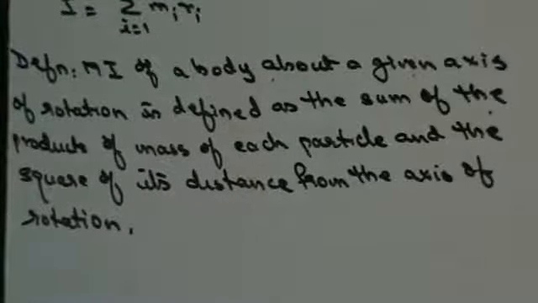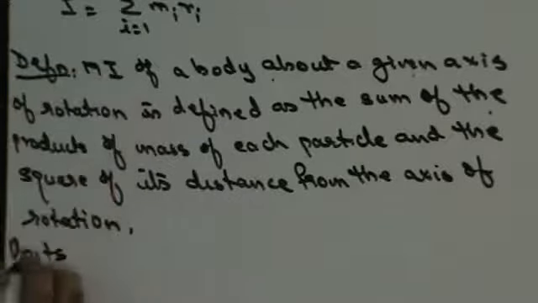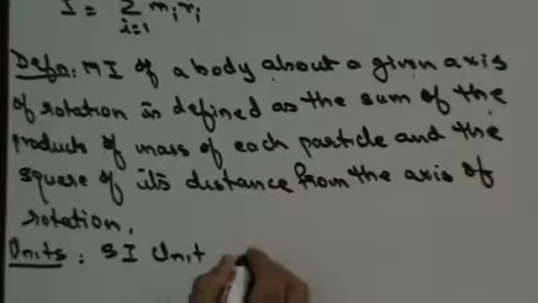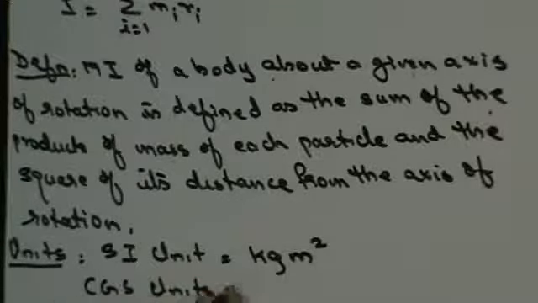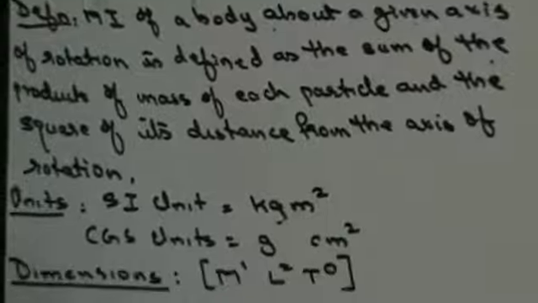Now, once I know what is moment of inertia, then I can say what are the SI units of moment of inertia. The SI unit is nothing but the product of mass, that is kg, and square of the distance. So kg meter square. Right? And the CGS units will be gram centimeter square. Next, the dimensions. What are the dimensions? Mass, so this will be M1, meter square, L2, T0. So the dimension will be M1 L2 T0. Fine. Do we get this thing here? So that is called moment of inertia.